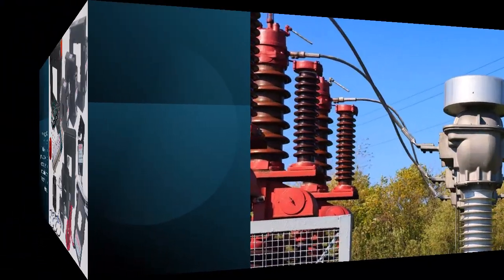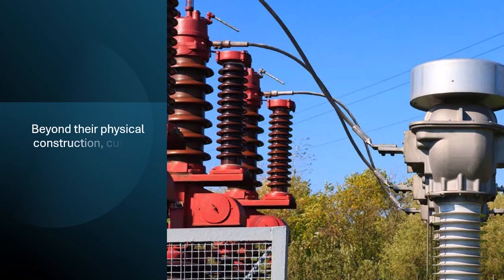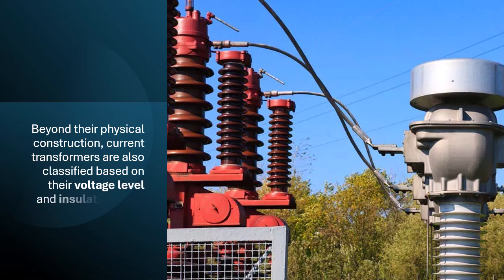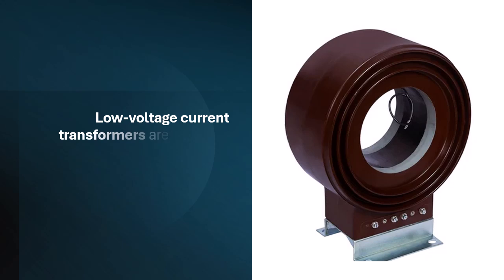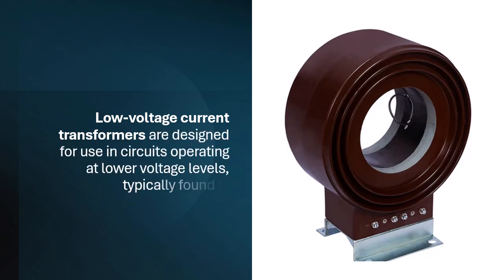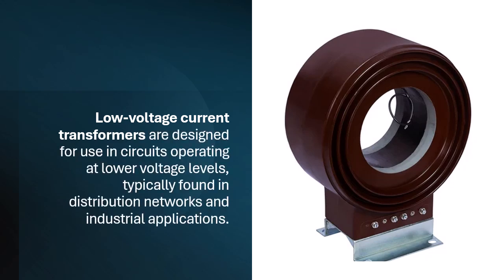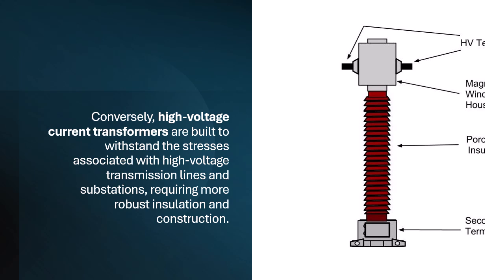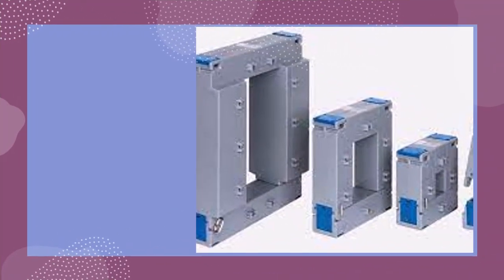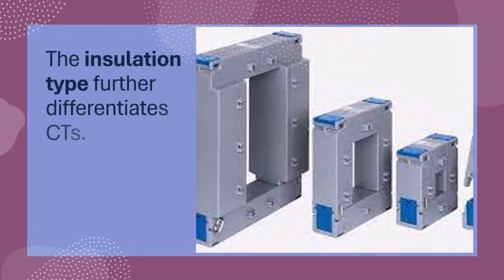Beyond their physical construction, current transformers are also classified based on their voltage level and insulation type. Low-voltage current transformers are designed for use in circuits operating at lower voltage levels, typically found in distribution networks and industrial applications. Conversely, high-voltage current transformers are built to withstand the stresses associated with high-voltage transmission lines and substations, requiring more robust insulation and construction. The insulation type further differentiates CTs.